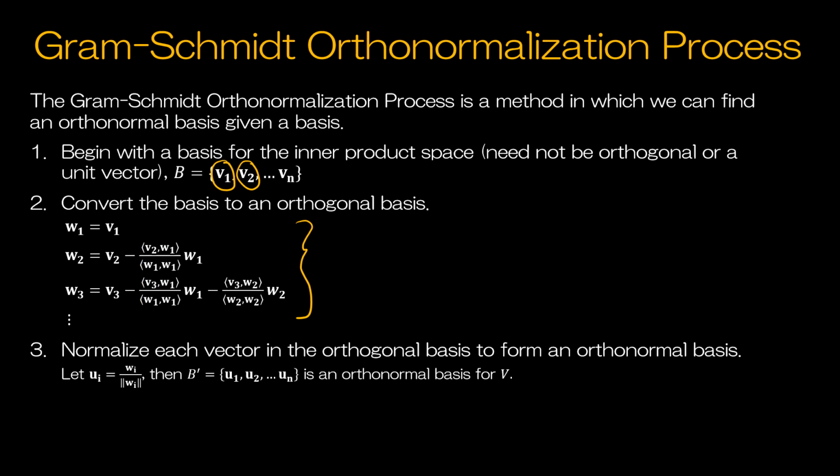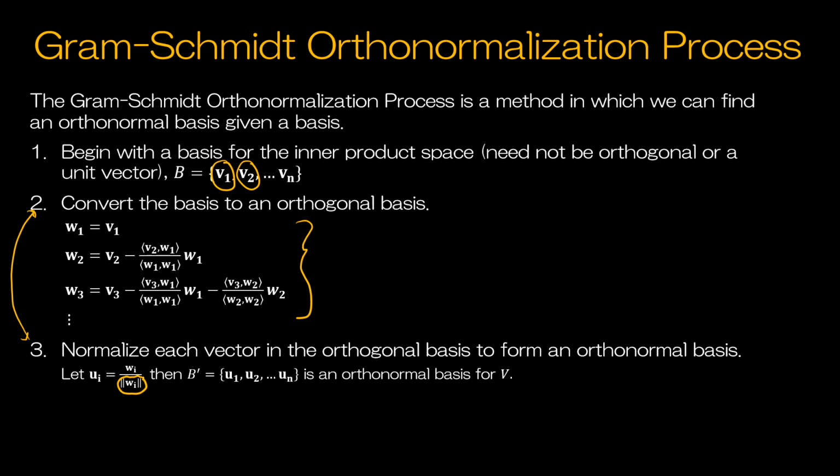Then you can normalize each vector in the orthogonal basis to form an orthonormal basis. So again, we're just going to find each as a unit vector. Now, I'm going to show you this method, and then I'm going to show you when we do these in the opposite order, which may make the calculations a little bit simpler. It's really kind of up to you which one you like better.